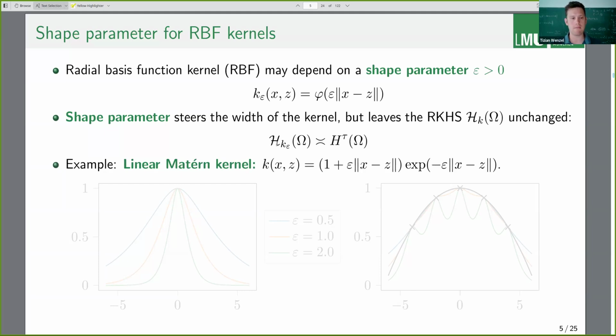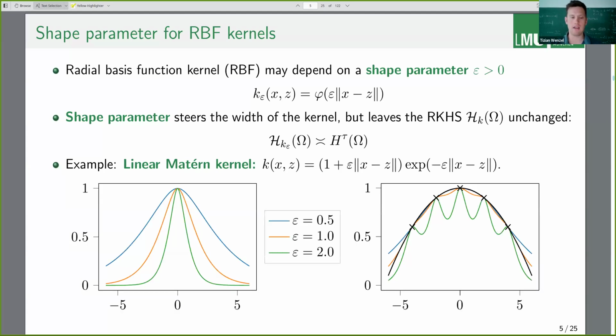And here in this example, we see the linear Matern kernel with our shape parameter epsilon. In the bottom two plots, we see on the left-hand side how our linear Matern kernel looks for three different shape parameters. You see the green one is more narrow, while the blue one is more flat.